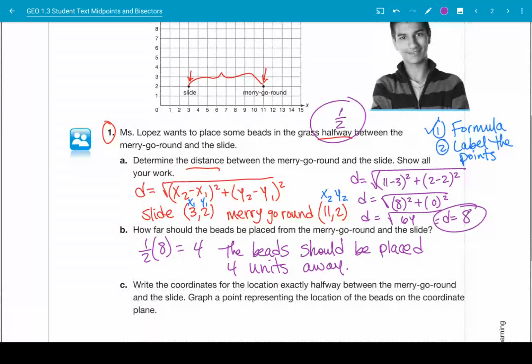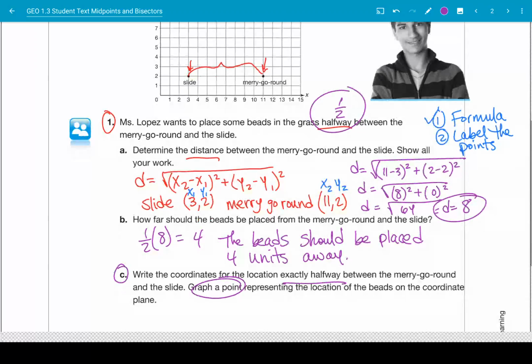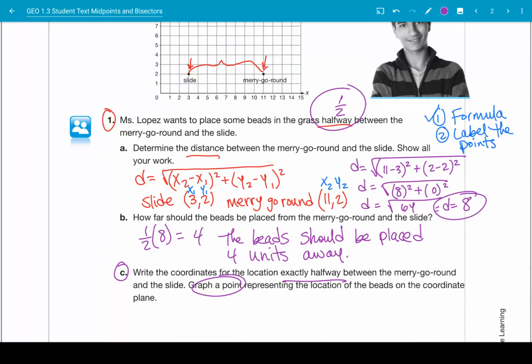Okay. Now let's look at part C. We want to write the coordinates for the location that is exactly halfway between the merry-go-round and the slide. And we want to graph that point representing the location of the beads on the coordinate plane. We are going to use the counting method to do this. We're going to start at the slide, and then we're going to count 4 units to the right towards the merry-go-round to place the beads.